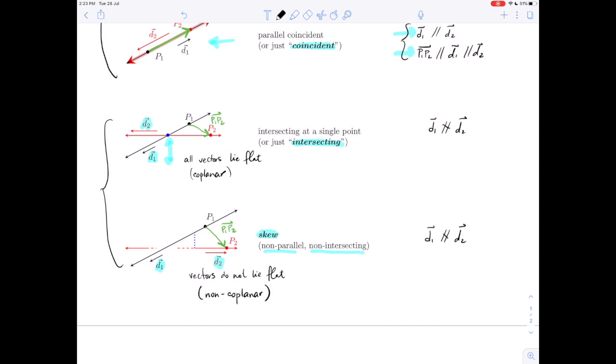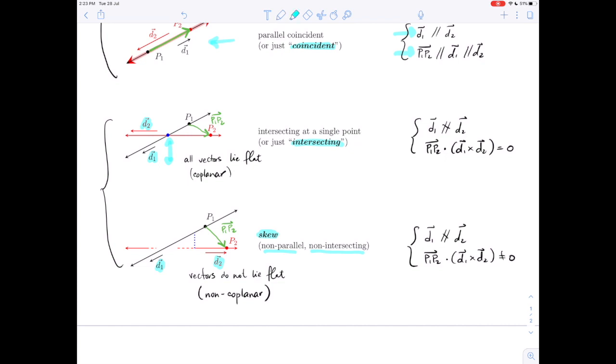And you had a wonderful test in your chapter on vectors for coplanar and non-coplanar vectors. You had a very lovely vector test for that, the triple scalar product. So if we take P1P2 dotted with D1 cross D2, if the vectors are coplanar, the triple scalar product should give us 0. And if the vectors are non-coplanar, P1P2 dotted with D1 crossed D2 should be non-zero. So there is the extra criterion that we need to distinguish between intersecting lines and skew lines.